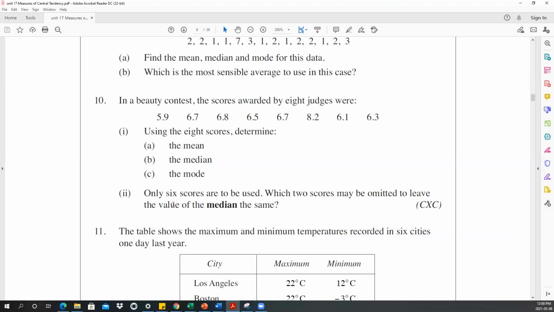And it says only 6 scores are to be used. So if you could eliminate 2 scores, which 2 scores may be omitted to leave the value of the median the same? I guess we could probably try that.